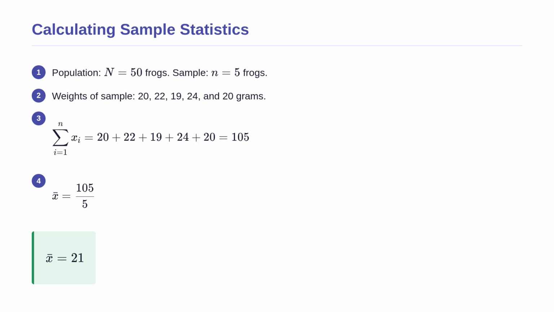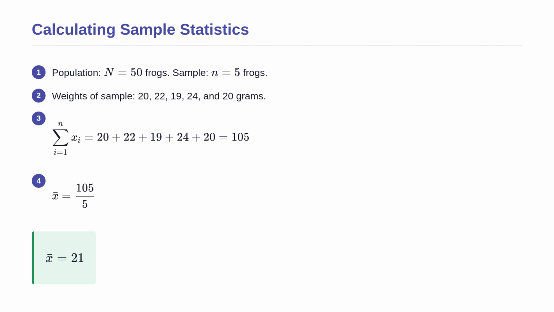Before we move on, let us see this formula in action. Let us imagine a small, isolated pond that contains exactly 50 frogs. A biologist wants to estimate their average weight, but only has time to catch a sample of 5 frogs. The weights of the caught frogs are 20, 22, 19, 24, and 20 grams. We need to calculate the sample mean.